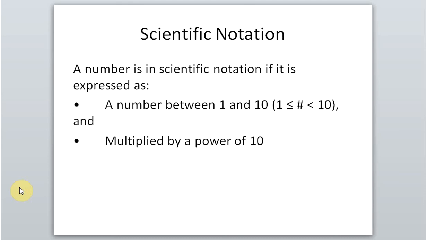So these big numbers are a lot to keep up with, and often we use scientific notation to make it easier. And so we say that a number is expressed in scientific notation if it's written as a number between 1 and 10. It can equal 1, but it's got to be less than 10. So basically it's got to be a single digit number, and it's multiplied by a power of 10.